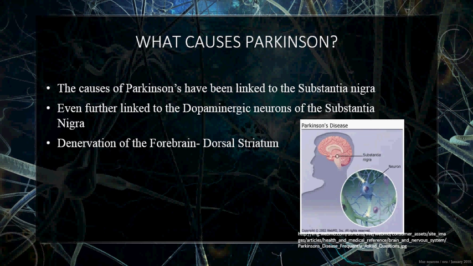So what are the causes of Parkinson's disease? The causes of Parkinson's have been linked to the substantia nigra, and even more specifically linked to the dopaminergic neurons within the brain area. Symptoms are most commonly caused by death of the neurons, loss of myelination of the axons on the neurons, as well as other things that cause neurons to lose their ability to produce dopamine and relay the action potential.